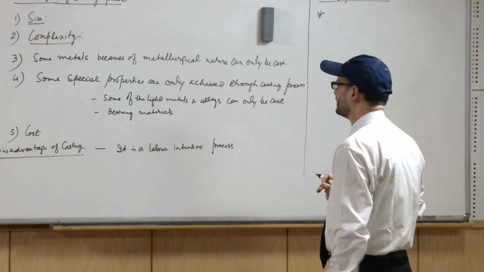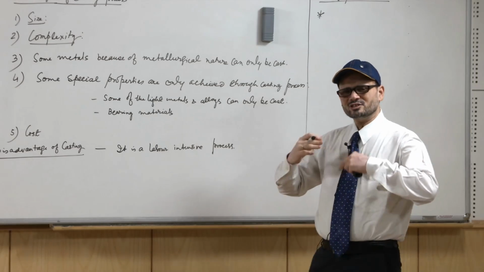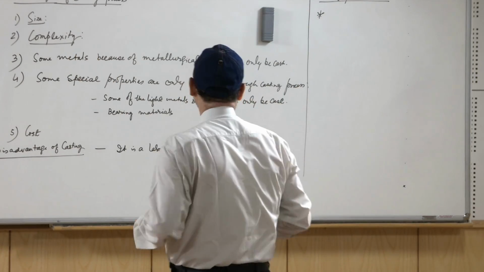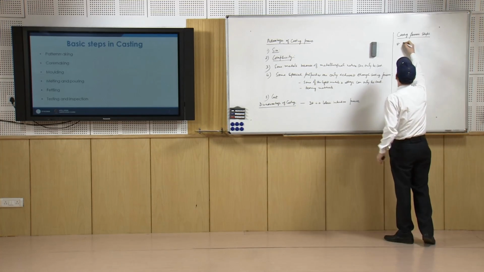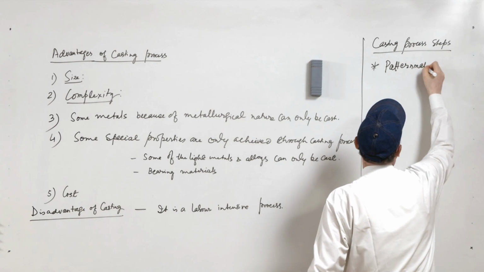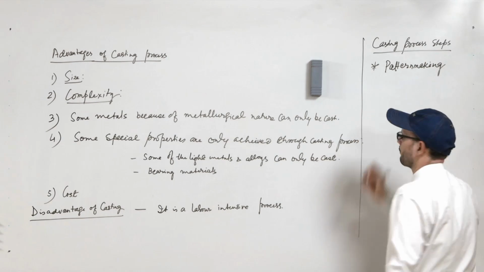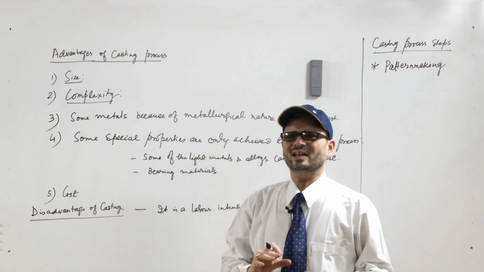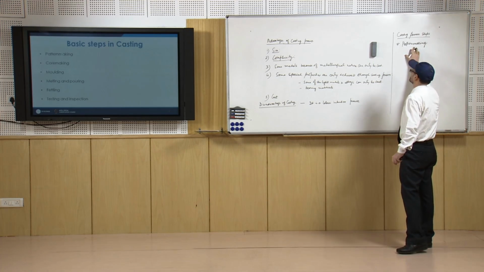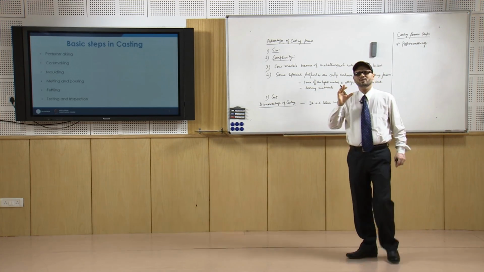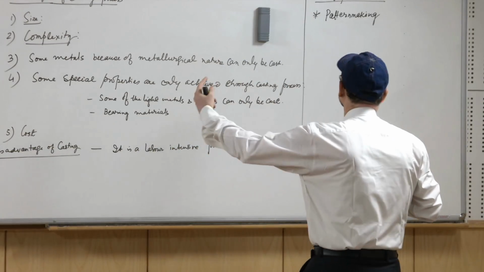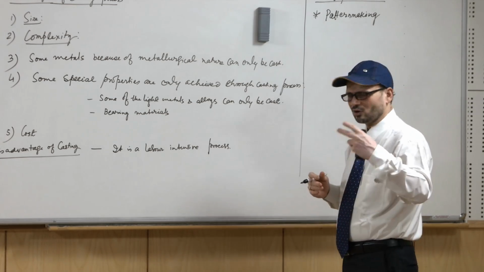That replica is nothing but a pattern, and this pattern is to be made in a shop that is known as the pattern making shop. So, the first process is pattern making. Pattern making is nothing but making the exact size of the cast product plus certain allowances, which we will study in the long run.